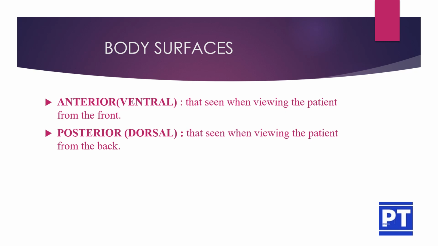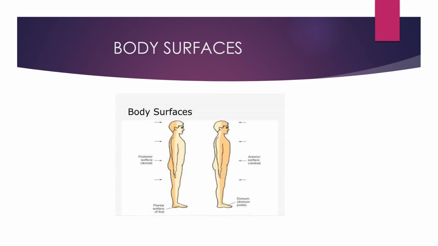Again we are moving on to the body surfaces. Anterior or ventral, that's seen when viewing the patient from the front. Posterior or dorsal, that's seen when viewing from the back. Here are the two images showing the body surfaces. This is the anterior surface when viewed from the front, and this is the posterior surface when viewed from the back.